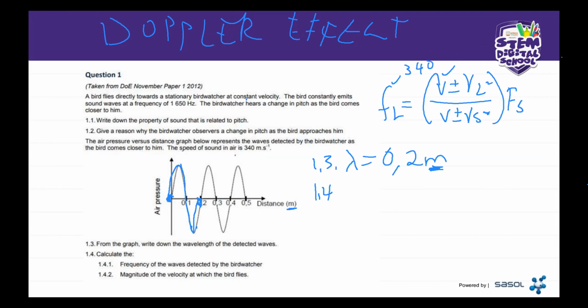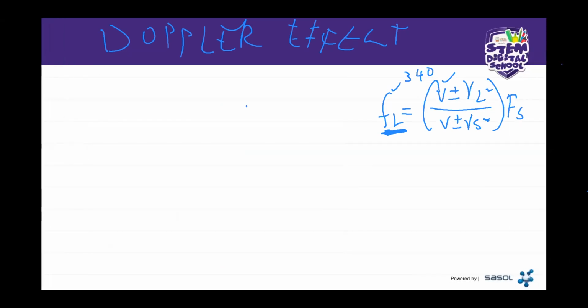So 1.4, they want us to calculate the frequency of the waves. Let me just delete all of this so that I can write what's given. It's going to be quite a stretchy formula. So 1.4.1, they want us to calculate the frequency of the waves detected by the bird watcher. So basically we're coming to this formula right here, because we're looking for this frequency. So let's go to the next page and add this formula.